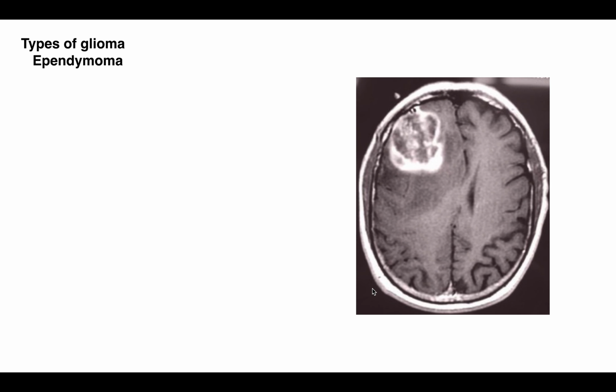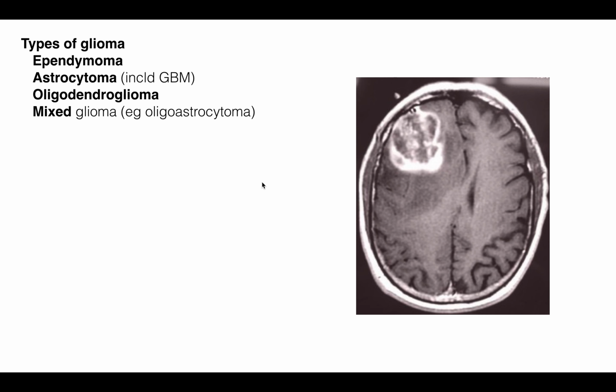Clinical correlation. So, types of gliomas, you can have an ependymoma of the ependymal cells. These are the cells that line the ventricular system. Astrocytoma, including glioblastoma multiforme, which is this one, which is a horrendous tumour. Oligodendroglioma, or a mixed glioma. So it could be an oligoastrocytoma.